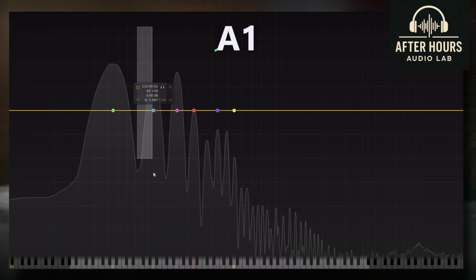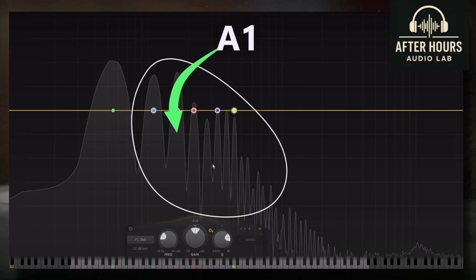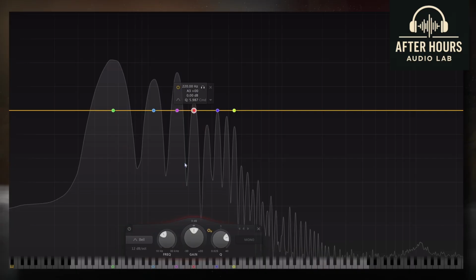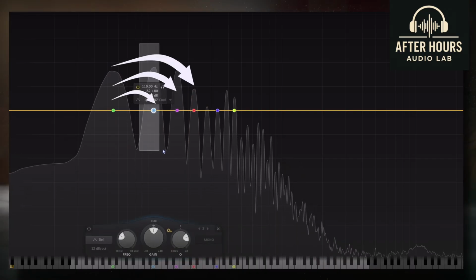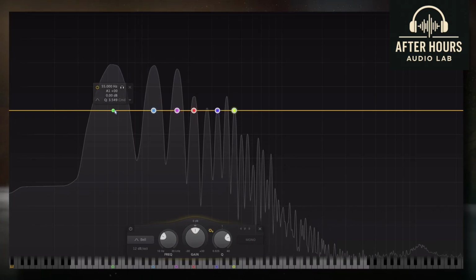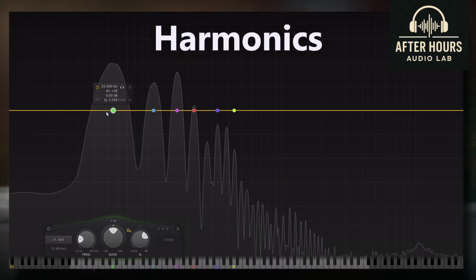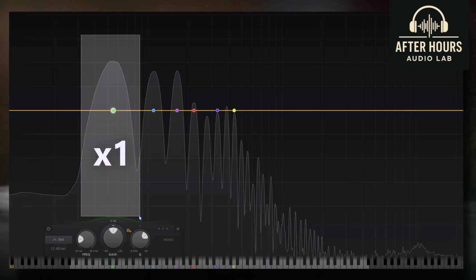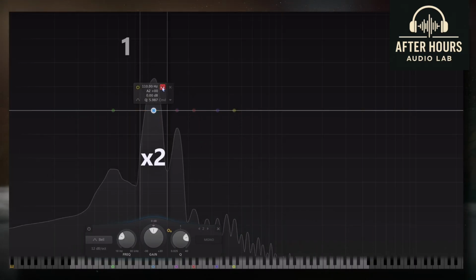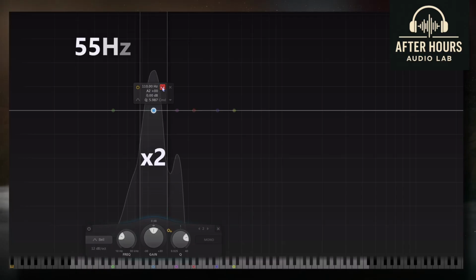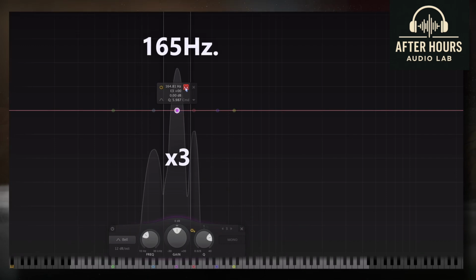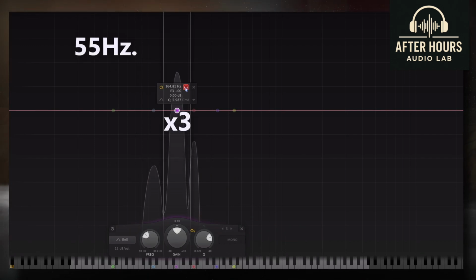Moving on to part 2, we have all harmonious overtones. So all harmonious overtones are created from the fundamental. What does this mean exactly? Well, it means that multiples of this fundamental frequency are generated from the fundamental. These are often called harmonics. The first order harmonic is the fundamental, in our example, 55 Hz. The second order harmonic is 110 Hz, or 55 Hz times 2. The third order harmonic is 165 Hz, or 55 Hz times 3.